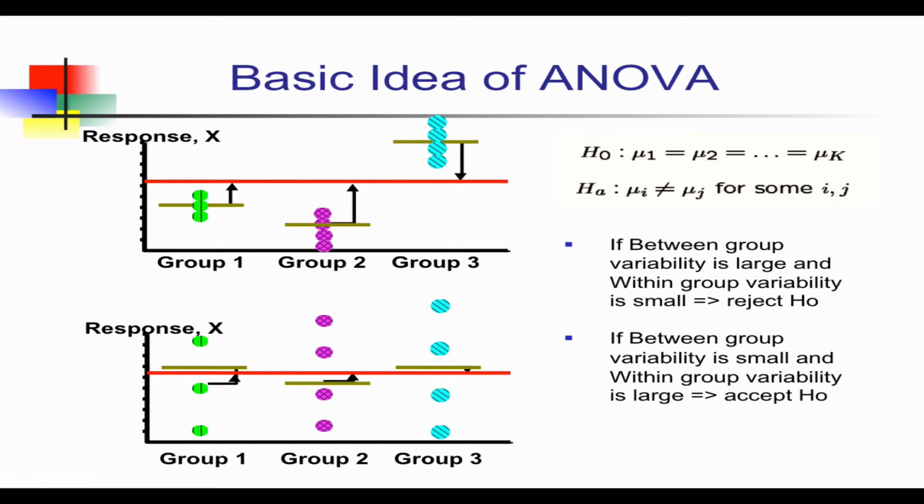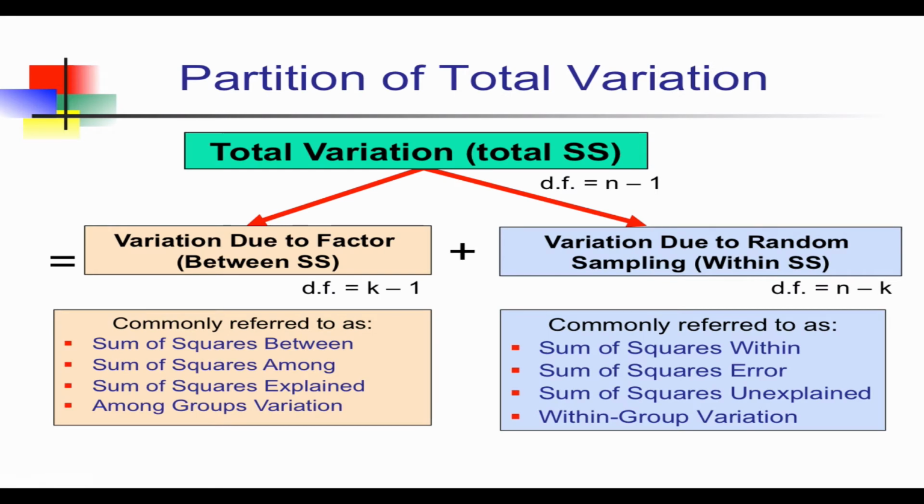And the ratio comes from this part and this part. If you take the ratio between this part and this part, that gives you the idea of which part is the dominant part and which part is minor compared to the other part. So this is exactly the idea of ANOVA. Total variation or total sum of squares equals these two parts. And then you want to take the ratio between these two.